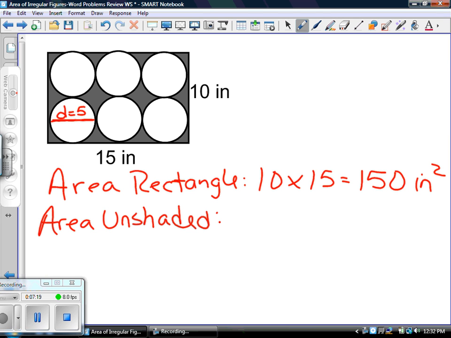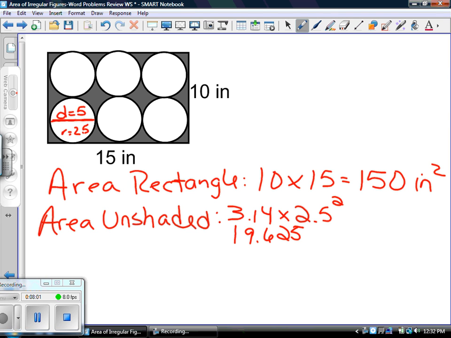So my thought is, let's find the area of one of the circles. Then, since we have 6 of them, we can just multiply that by 6 and use that number instead of having to subtract it 6 times. So now, if the diameter of the circle is 5, the radius is 2.5. It's half of that. That means the area of one of these is 3.14 times 2.5 squared. That number is actually going to give us 19.625.